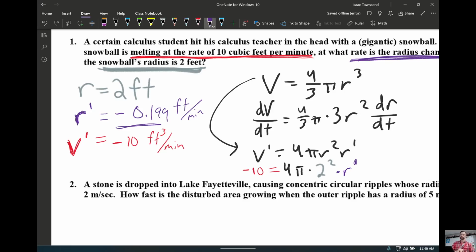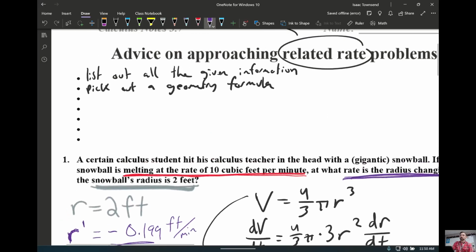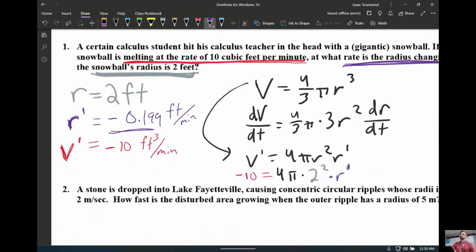That's why it's negative. Now, again, the hardest thing about these questions is the next question is not going to be anything like this. It's not going to be a sphere. It's not going to have the same derivative. It's not going to give you the same values. But what's going to be consistent with every single question, and the way you survive this section, is you have to identify all the stuff they give to you. You've got to pick out a geometry formula. You need to take the derivative with respect to time, carefully with respect to time. And then the easier questions, you just plug in that stuff and solve for what you want.